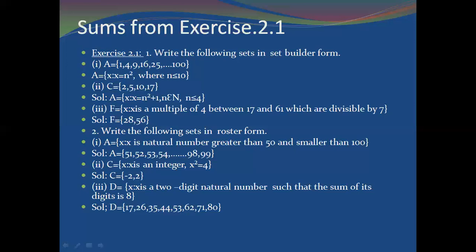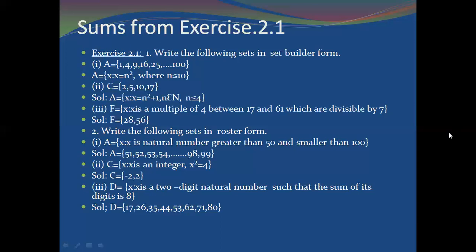Now the third one, F is equal to x such that x is a multiple of 4 between 17 and 61 which are divisible by 7. It means you have to choose here the two conditions, where x is a multiple of 4 as well as x is divisible by 7. So F is equal to, you see here we have only two elements, 28 and 56. These are the two elements between 17 and 61 which are multiples of 4 as well as divisible by 7.